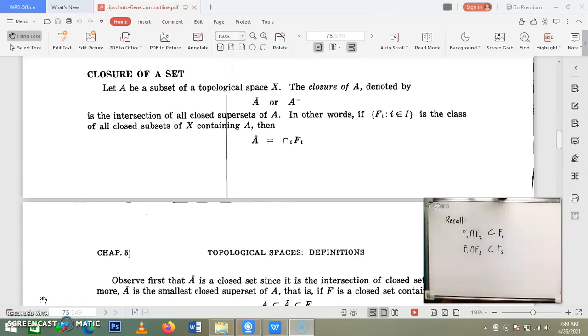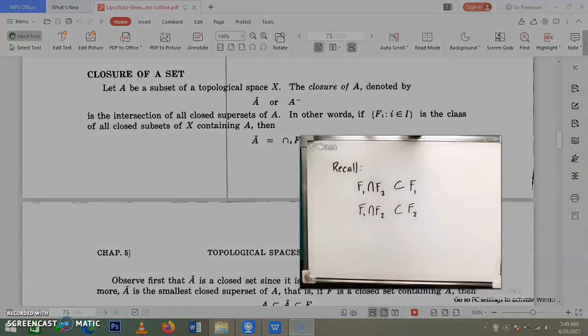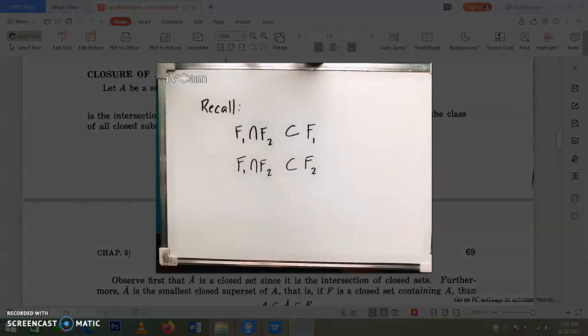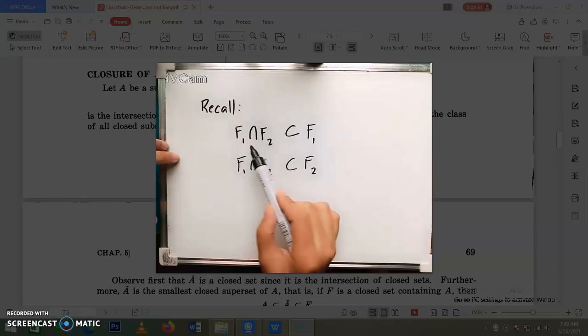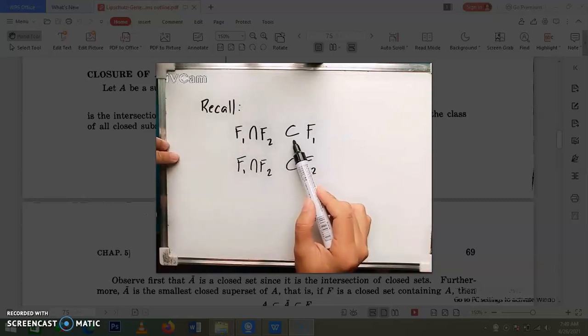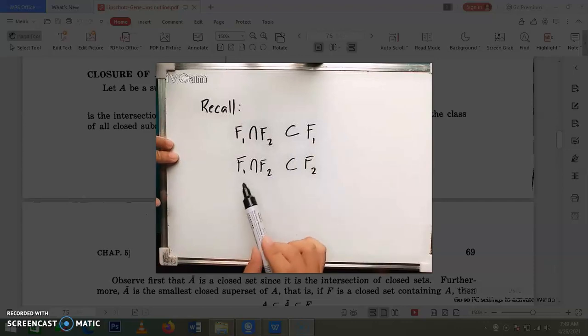Good day, everyone. In this video, I'm going to discuss the closure of a set in topological spaces. Now, before that, let us recall first the concept of intersection. So, for example, if we have the intersection of two sets, F1 and F2, this intersection is a subset of F1, and it is also a subset of F2.